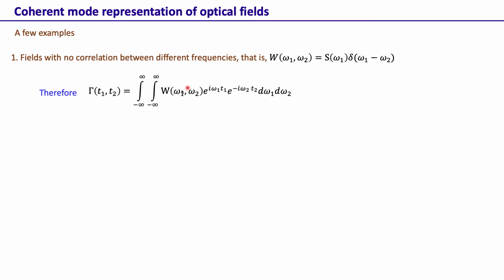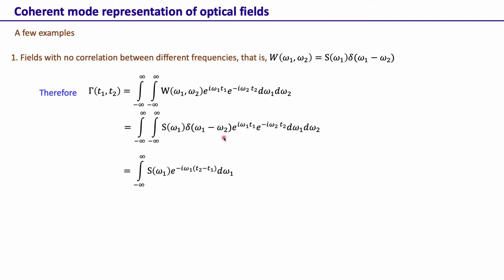So for such a cross-spectral density function, the cross-correlation function, which is a correlation function in time, we can write by replacing W with S(ω) δ(ω1 − ω2). If we then integrate over ω2, we are left with S(ω1) e^(−iω1(t2 − t1)) dω1, and we can just drop the subscript and write it as S(ω) e^(−iω(t2 − t1)) dω. This we had seen earlier as well, so I'm just repeating it here, but looking at it from the perspective of the coherent mode representation.